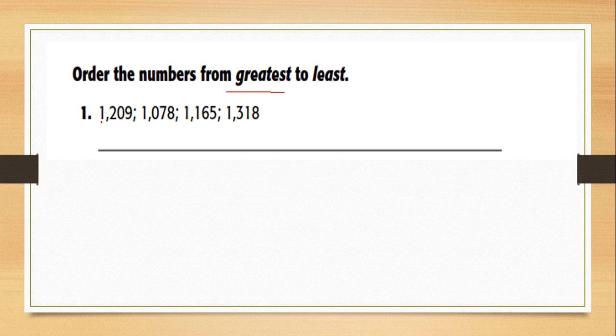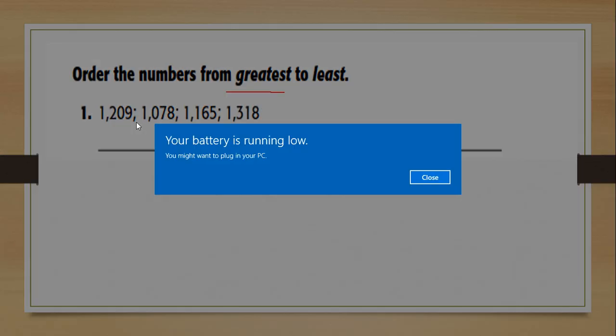The first number we have here, let's count: 1, 2, 3, 4. It's 4 digits. Let's see the second. 1, 2, 3, 4. It's also 4. Let's see the third one. 1, 2, 3, 4. It's the same. Let's see the last one. Count with me. 1, 2, 3, 4. All numbers are equal in digits. Let's see which one of them is big.